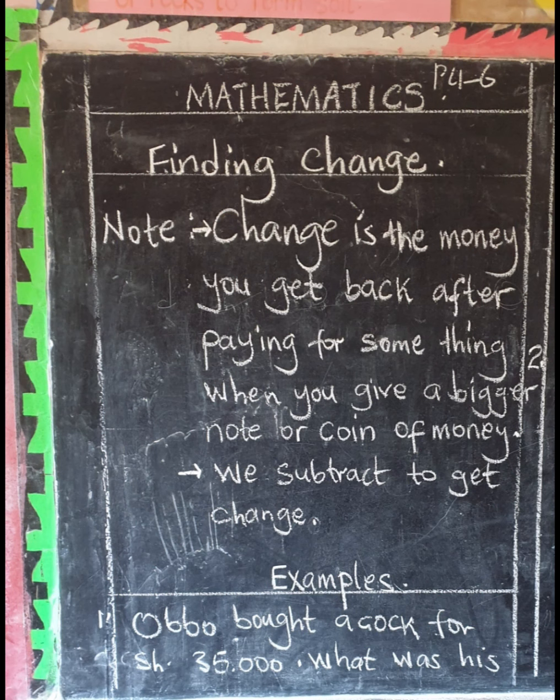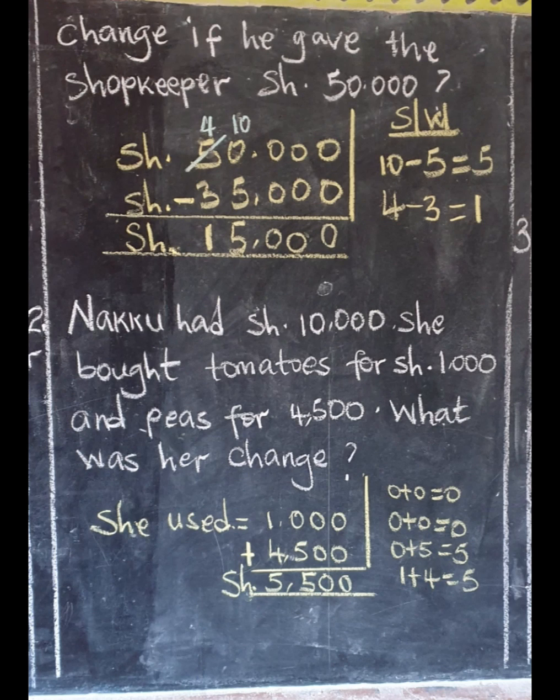Examples, number one is saying, Obo bought a coke for 35,000 shillings. What was his change if he gave the shopkeeper 50,000 shillings? Now, Obo was going to buy a coke and he went with 50,000. After reaching there, he was told that the coke is for 35,000 shillings. Now, how shall we get the answer? We shall get 50,000, then we take away 35,000.